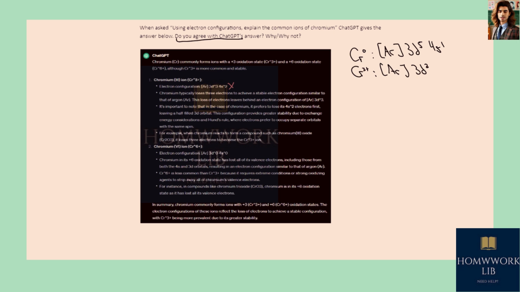Other parts of the statement that are going to be incorrect are, for example, over here it states that chromium typically loses 3 electrons to achieve a stable electron configuration similar to that of argon, which is not going to be true. For chromium 3 plus, we're not going to get a configuration corresponding to argon. Over here, it does give the correct electron configuration in contrast to the initial statement. And indeed, it is going to lose the 4s2 electrons first.